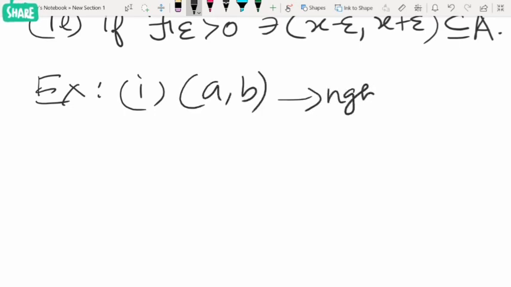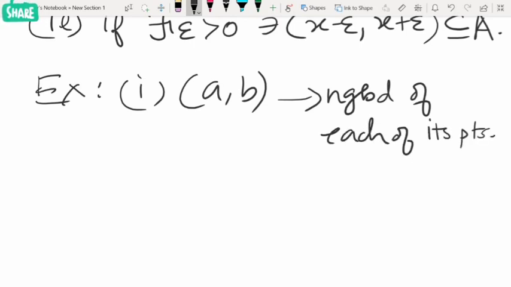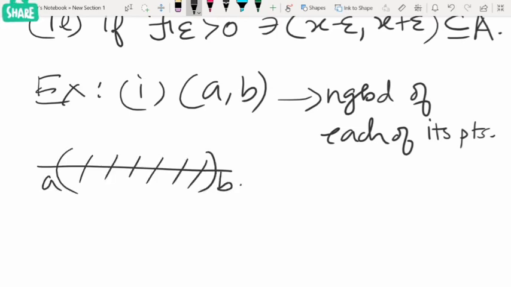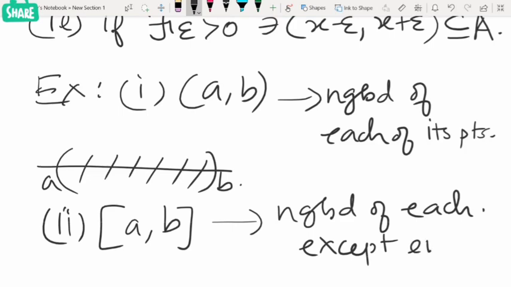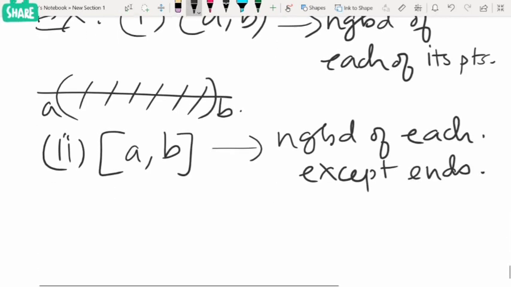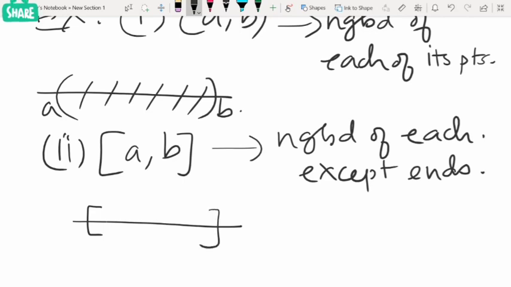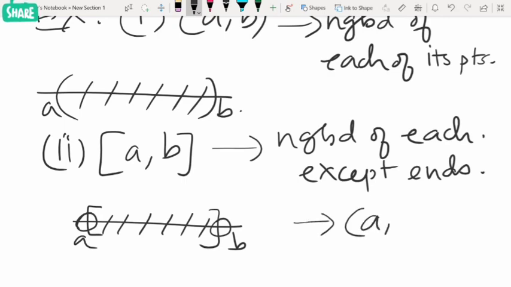Examples: take the open interval (a, b). Since it is a neighborhood of each of its points, any point in between a and b is an interior point, right? Second one, take a closed interval [a, b]. We know that it is a neighborhood of each of its points except the endpoints, right? So every point between a and b is an interior point, except the endpoints a and b. So the interior points form the open interval (a, b).